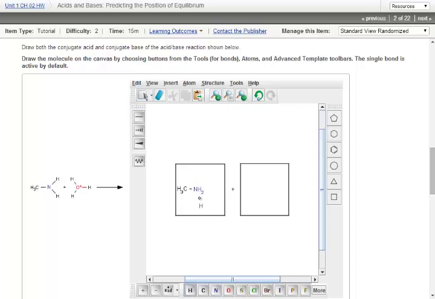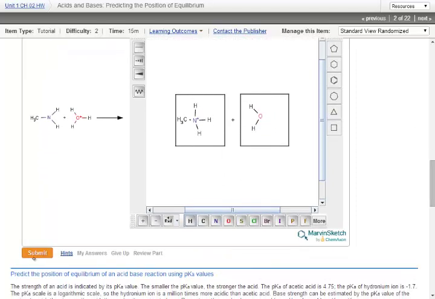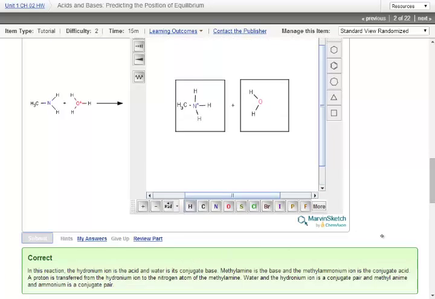And then I'm going to move these hydrogens and add one to it. Now I'm also going to declare the formal charge on nitrogen here. And then I have to draw my water molecule and show that it has lost a hydrogen. Now I'm going to ignore the lone pairs here.